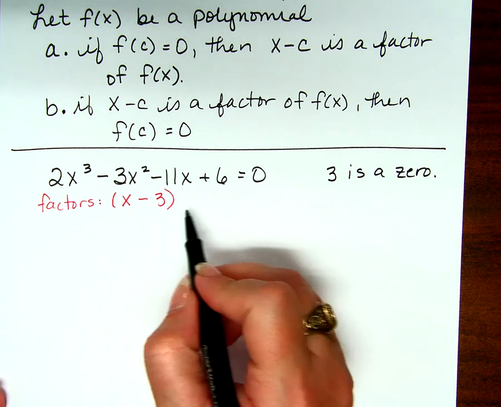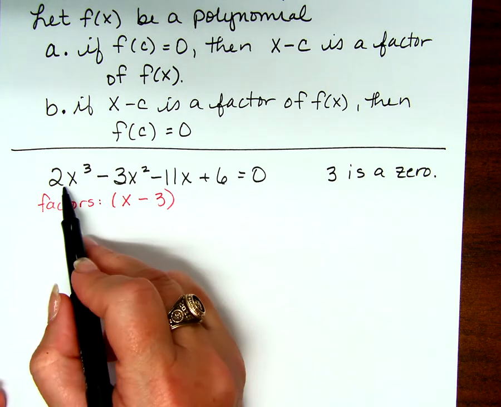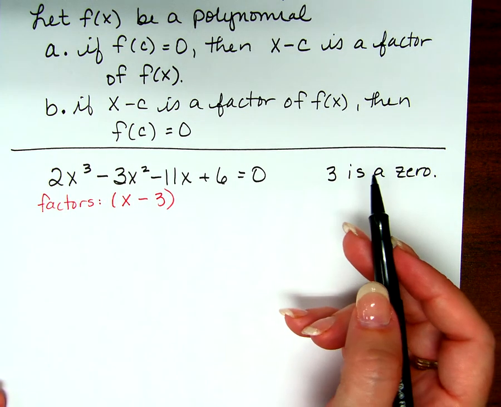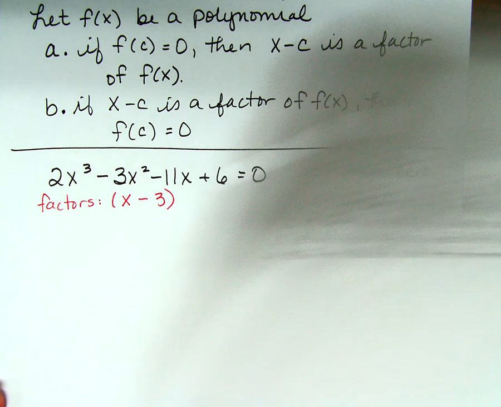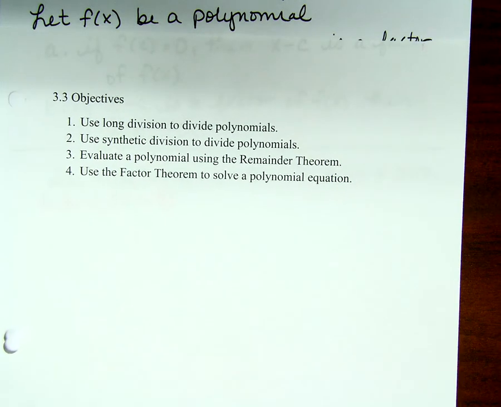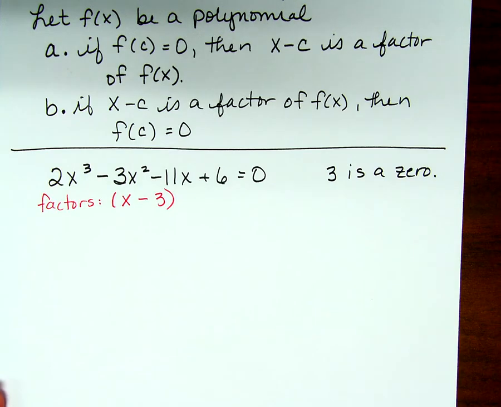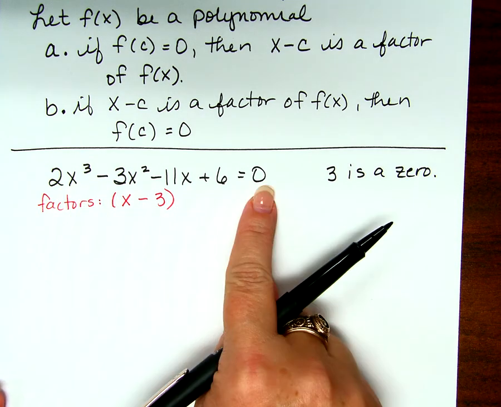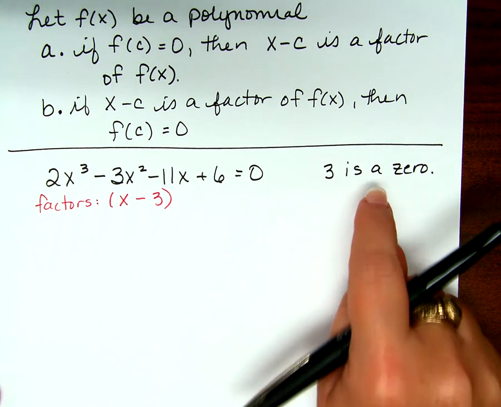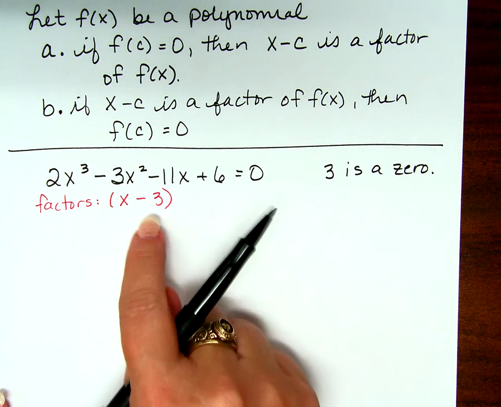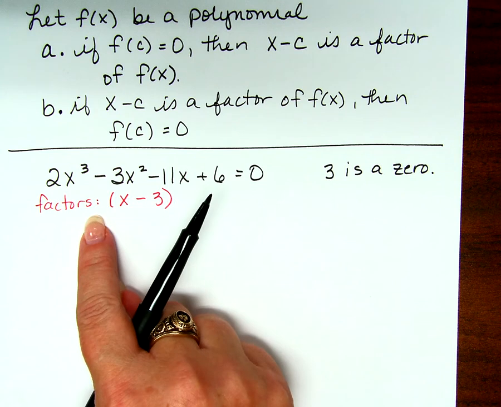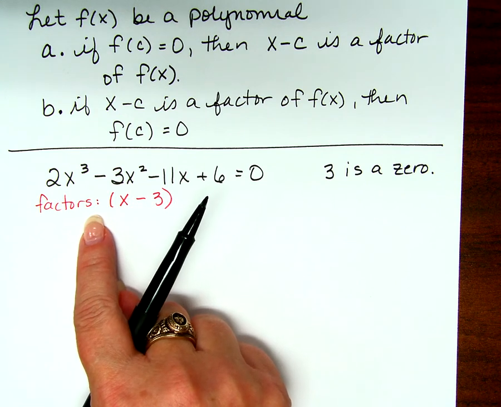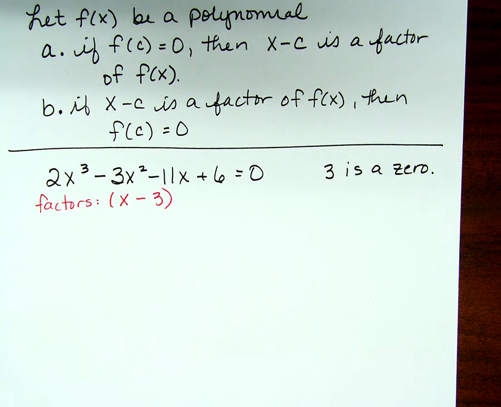Okay. So if I'm trying to solve this, because that's what I'm trying to do, right? Because that's what our objective says, use the factor theorem to solve a polynomial equation. Here's my polynomial equation that we're trying to solve, but I'm telling you right up front, 3 is a 0. Well, if 3 is a 0, we know that x minus 3 is a factor. Yes? How are we going to find the other factors?